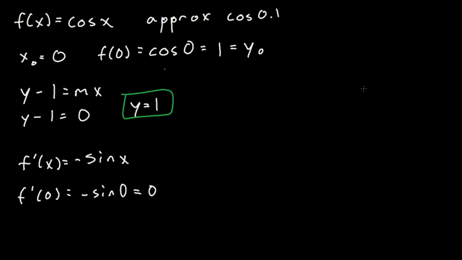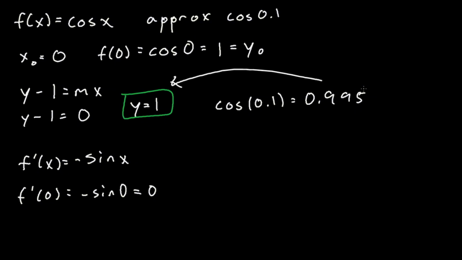So this one didn't require any plugging in due to the fact that the slope was equal to 0. But if you were to check, let's plug in cosine of 0.1. Cosine of 0.1 is equal to, on your calculator, 0.995. Like, come on. That's basically the same thing. These two are very similar. That's why linear approximation is very helpful and useful.